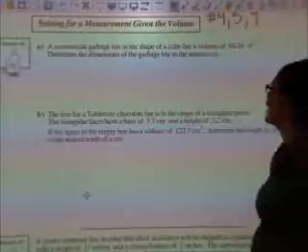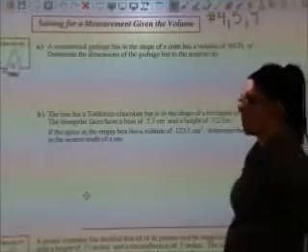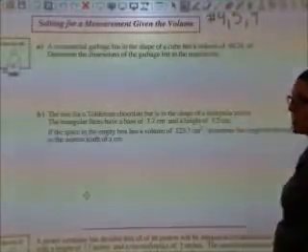Good morning, 10 Commons. We are picking up lesson 7 on page 169 from the other day. We are looking at solving for a measurement given the volume. So last class we looked at calculating the volume of a prism, which was the area of the base times the height of the prism, and solving for the volume of a cylinder, which was the area of the base, which is a circle, times the height of the prism.